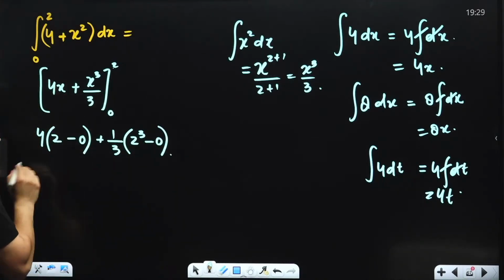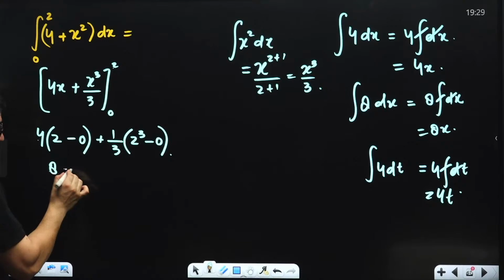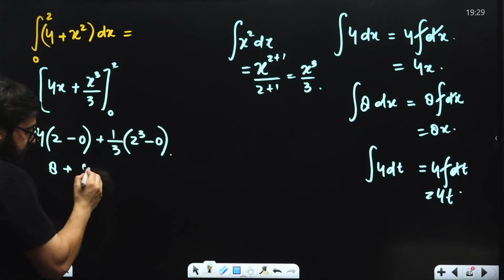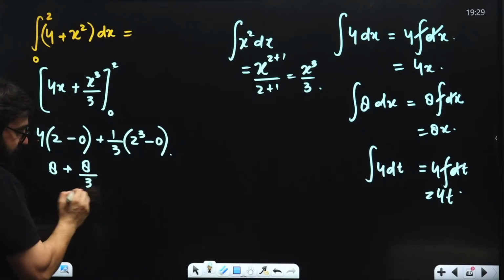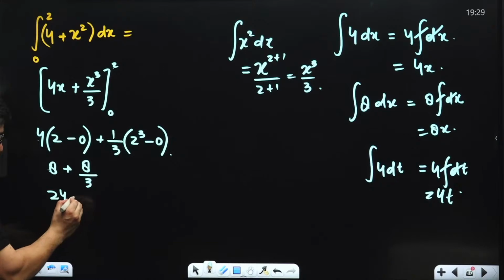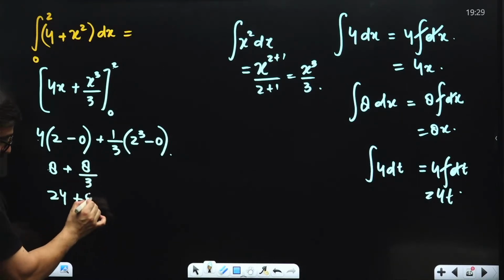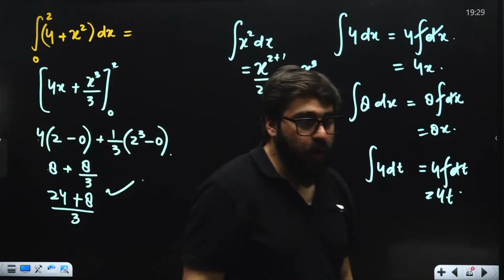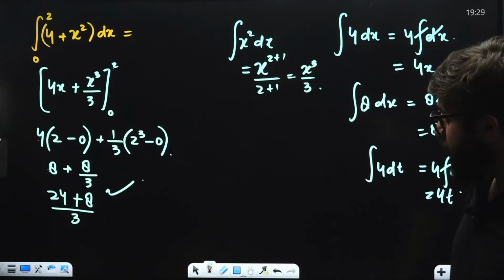Now 2 minus 0 is 2. 2 into 4 is 8, plus 2 cube is 8, so this is 8 divided by 3. Now 3 into 8 is 24, plus 8 divided by 3. Guys, you understood this? Let me know in the chats.